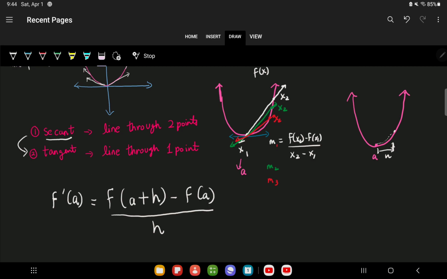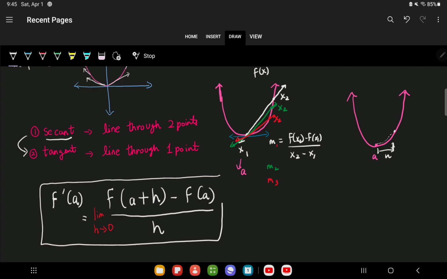But we also do one thing. We let that h be closer and closer to 0. So we are really taking the limit, which we learned from the last section. Limit as h approaches 0. And so folks, here it is. This is the derivative, f prime of a. That's the official definition of the derivative.